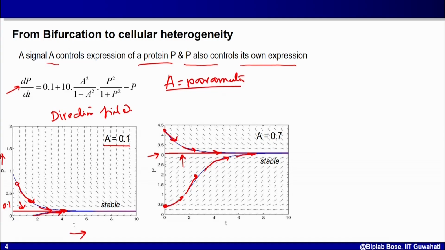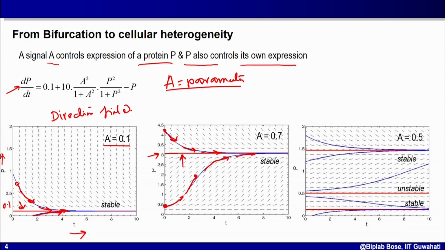So what I have observed in these two direction fields is that for a lower value of A, that is, a lower value of input signal, I have a stable steady state whose value is lower, around 0.1 or something, whereas when I increase A to a higher value like 0.7, I have another steady state which is stable, but its value is higher, around 3. Now let us take a value in between for A, and what I have drawn here is A equal to 0.5. Now notice the direction field. Now we have 3 steady states.